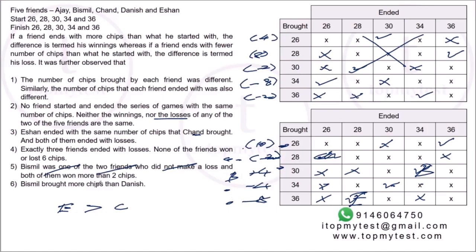And we know that Bismil brought more chips than Danish. We have already fitted Chand as one of the persons who brought lower than Bismil. So the other person will be Danish. Now that leaves us with the last person, the person who brought 34, Ajay. Ajay is the person who brought 34. So we know how much everyone brought, and we know how much he ended up with. They can basically answer any question that we want.